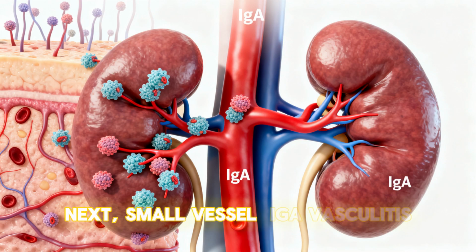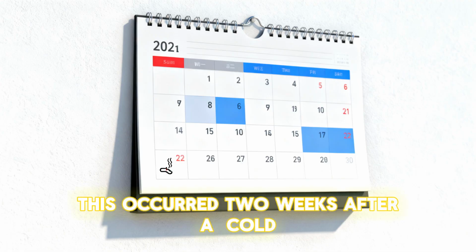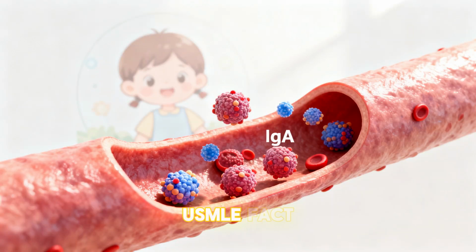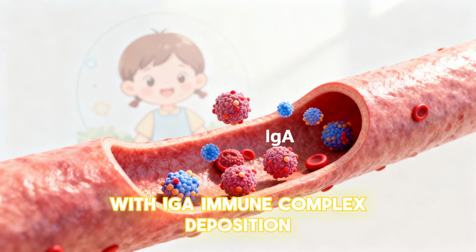Next, small vessel, IgA vasculitis, also known as Henoch-Schönlein purpura. A 7-year-old boy presents with colicky abdominal pain and palpable purpura on his buttocks and legs. This occurred 2 weeks after a cold. Key diagnostic: child, purpura, GI pain, and hematuria. USMLE fact: it's the most common childhood vasculitis, with IgA immune complex deposition.